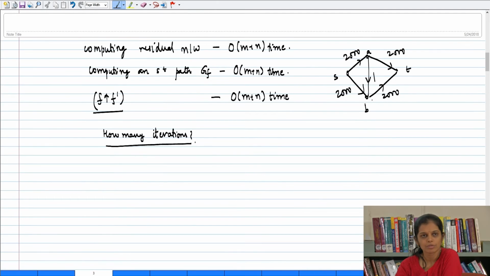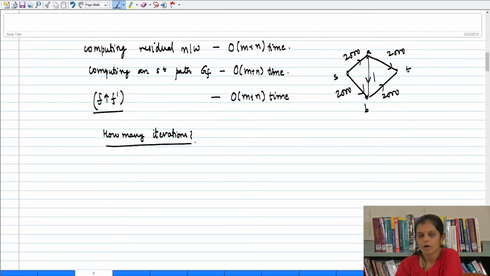But now let me do the bad thing for your algorithm. Every time I choose the path, the adversary gives you an SABT path. So how much flow can you send along that? 1 unit. Now in the next iteration, the adversary again chooses for you the path SBAT, because you ask them to choose one path, right? And it keeps on giving you this path.